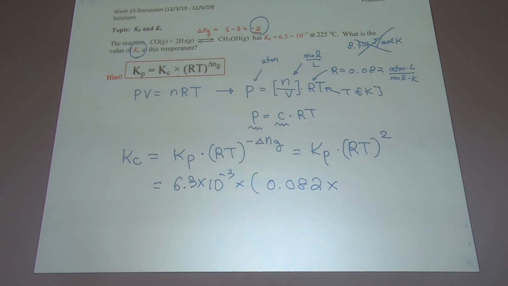Times 0.082, and then 225 plus 273, that will give you 498 Kelvin. So 498, just plug it in, and you will see 11. Like the exact number is 10.5, but I only have 2 significant figures, so I'm going to say 11 is mine. Okay. So the Kc is 11.